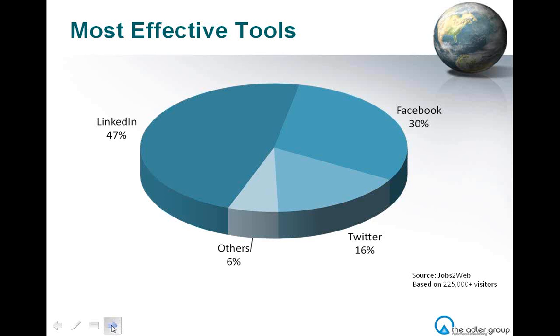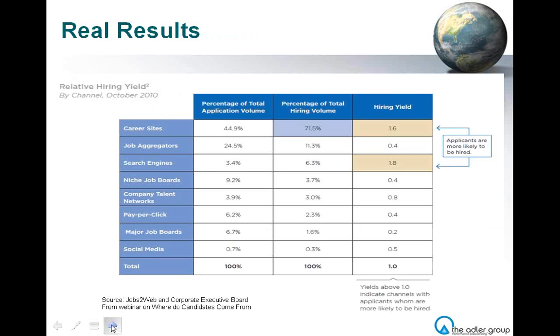So our next chart comes from the Corporate Executive Board. You know that from a webinar they did on where candidates came from, and it also has some information that was compiled for Jobs2Web. Look in the first column: this is the percentage of applicant volume by total. In this case, all of social media is combined together, so this does not break down Facebook or anything else. But the percentage of total application volume comes primarily directly to your career site.